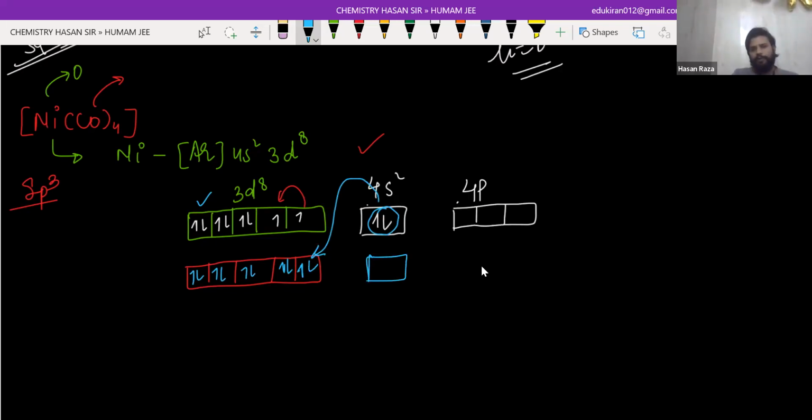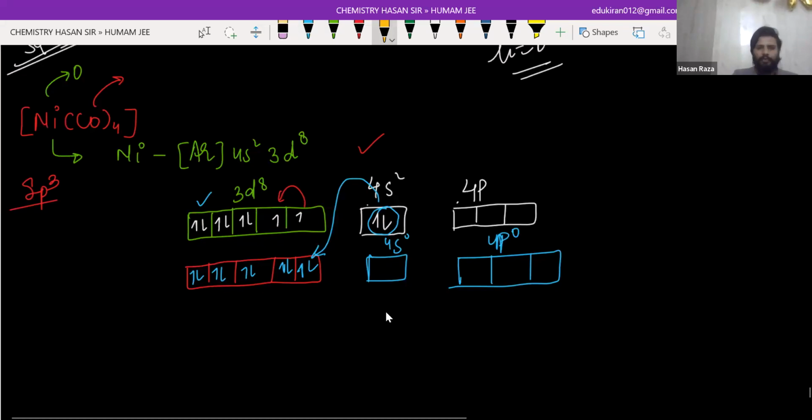Very simple. Now 4s is empty and 4p is also empty. 4p is 0, 4p is 0, and 4s is also 0. Now what will happen? This CO will come and bond with the s orbital, then the 3p orbitals. So you can see it will be sp3. Is that clear, both of you?